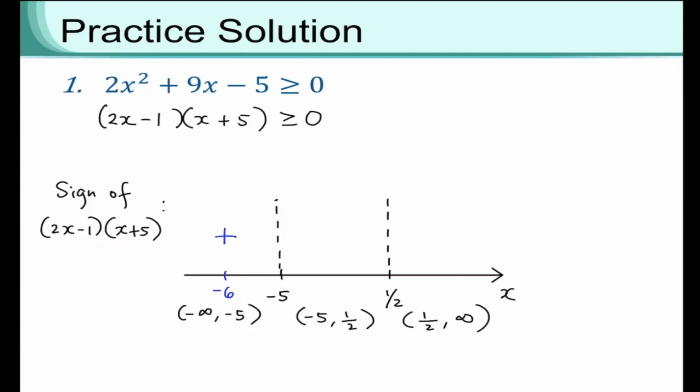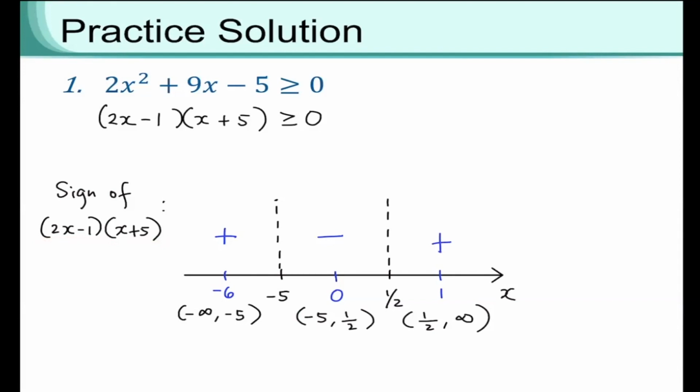For this second interval, again, we just choose a test number. Let's say 0. It's very easy to find the value of the product when x is equal to 0. So if x is equal to 0, this one is negative 1, a negative number, times a positive number, positive 5. Negative times positive gives us negative. And when x is equal to, let's say 1, the first factor will be 2 minus 1, so that is positive, times positive. So that will give you a positive product.